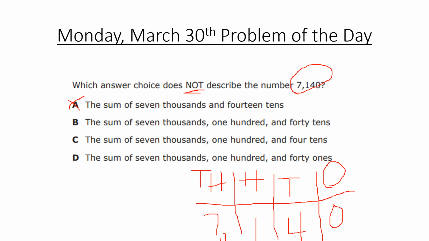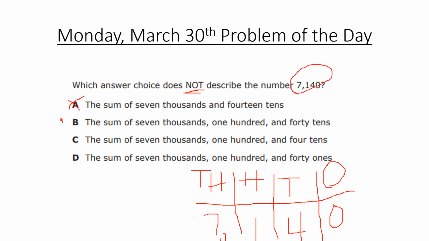Let's look on to letter B. The sum of 7,140 tens. Okay, do I have 7,000s? Yes, I do. Do I have 100? Yes, I do. Do I have 40 tens? Well, I have 4 tens. 4 tens is not the same as 40 tens. If I had 40 tens, it would go over into my hundreds place. So I know that this is not a correct answer, or what I do not think is correct. I'm going to put a little dot next to this one, and I'm going to come back to that.